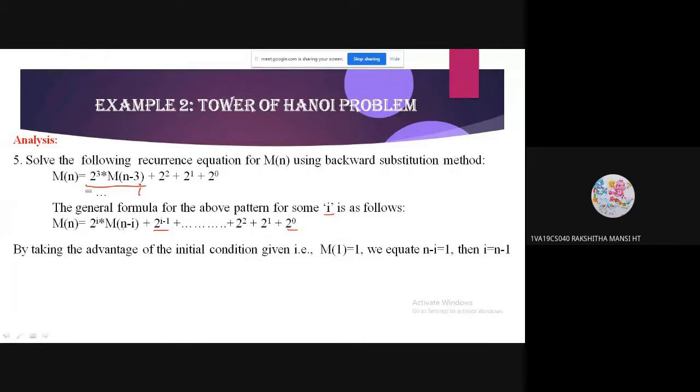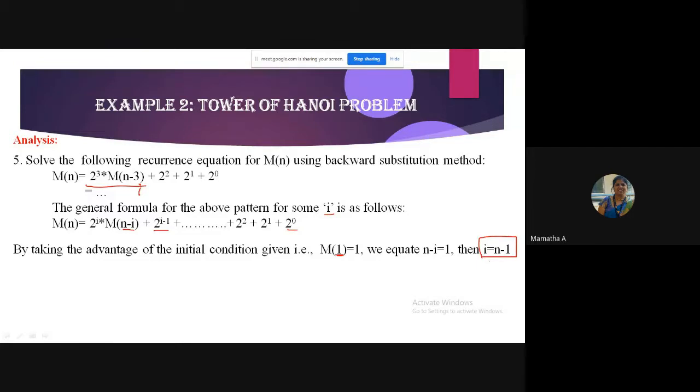N minus i with 1. Whatever is in the parenthesis, remember students, should not be equated to this, or you will go wrong. So we equate n minus i equals n minus 1, where I get the value of i as n minus 1.